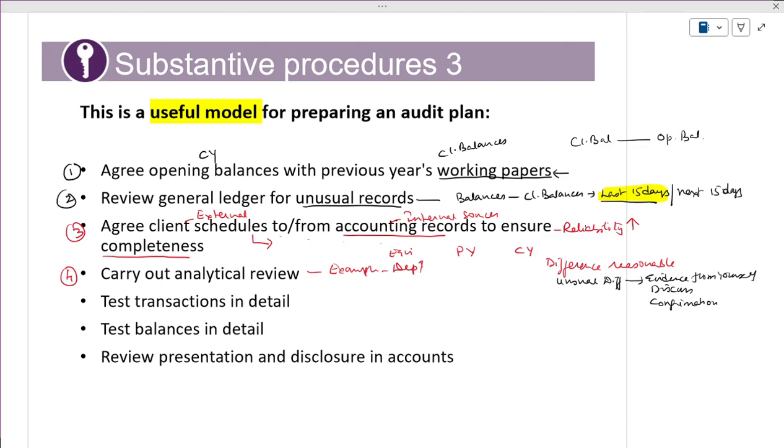In the analytical view, in some cases we will analyze what the current ratio is this year and last year, and what the profit after tax is this year compared to last year. Likewise, a few selected ratios we will analyze. We are not doing any analysis, we are interpreting the data as such. Test transactions in detail.